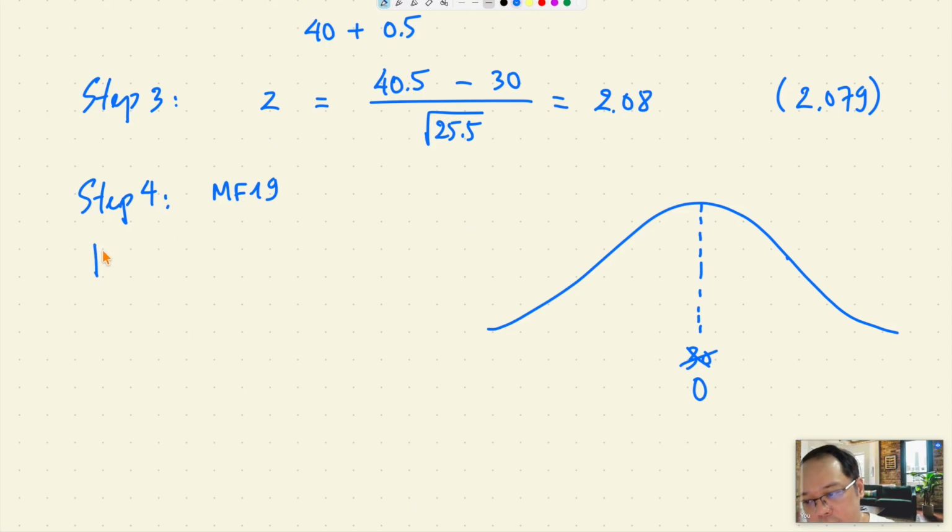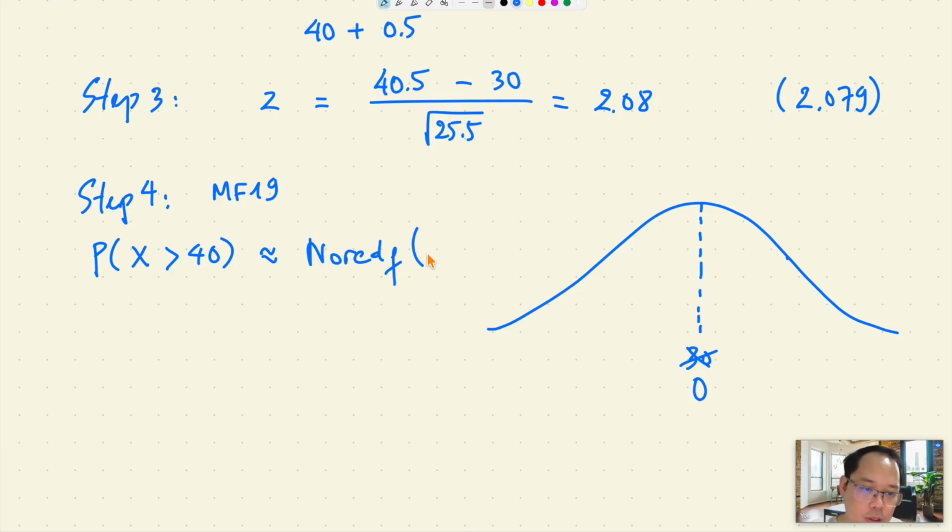The probability that we need to calculate, greater than 40 components, is approximately the normal CDF with the lower bound 2.08. The upper bound is infinity. Sorry, 2.08 here is the standardized z value. So the mean is 0. One more time, the mean is 0, and the standard deviation is 1. The variance is also 1 for the standardized normal distribution.